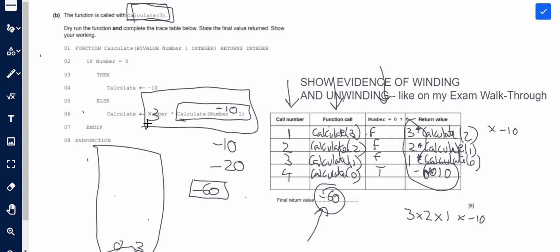The next time, the time after, the time after. So the first time, obviously it's going to be calculate 3. So when we return it, it's going to be 3 minus 1, which is 2.